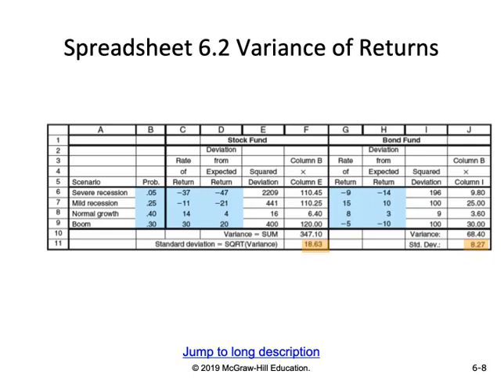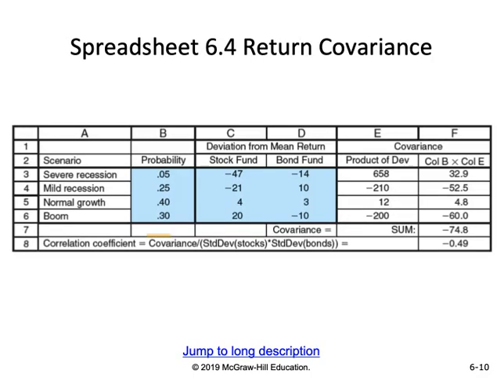And if you multiply those two values together, you will get the denominator in the equation I just showed you. So right here, our denominator is standard deviation of stocks times standard deviation of bonds, and we divide that into the covariance, which is right here, and we get our correlation coefficient of a negative 0.49. So that is a fairly, let's say significantly, negatively correlated stock fund and bond fund there.